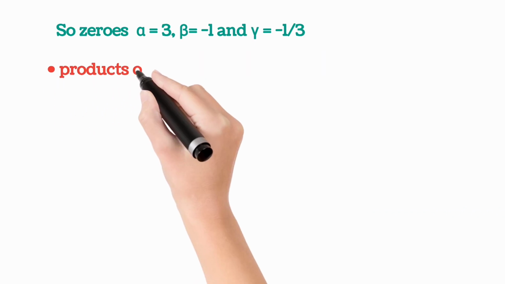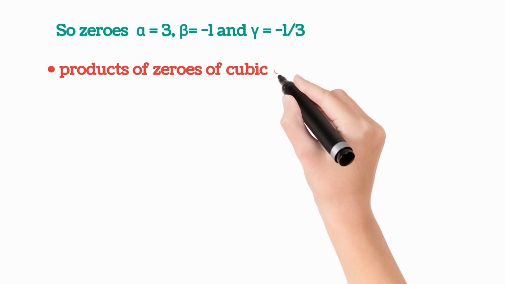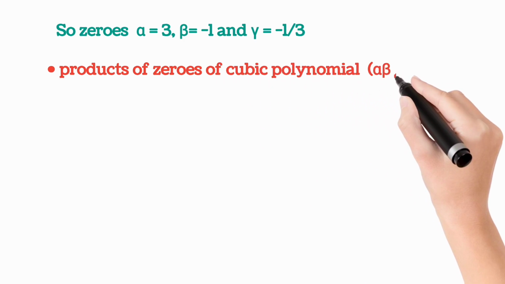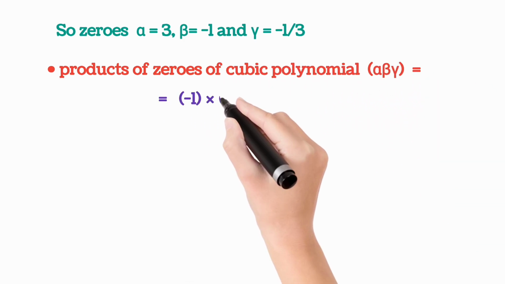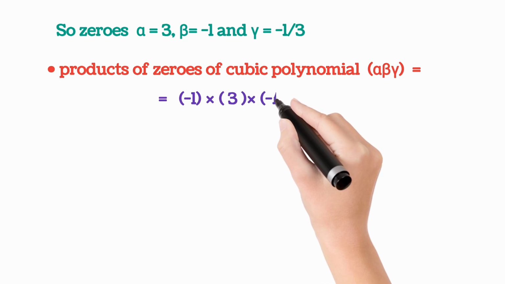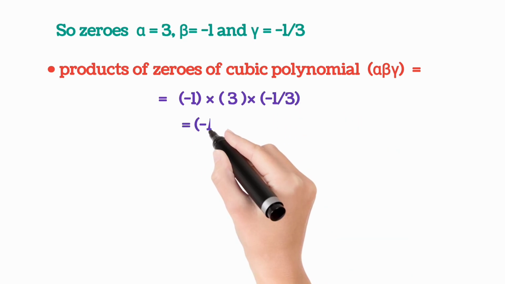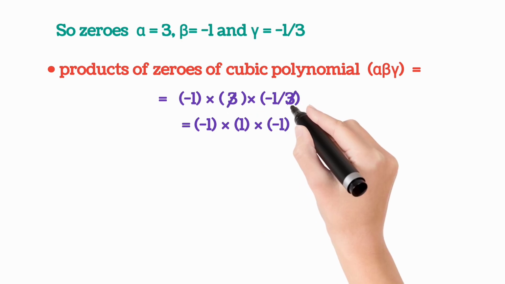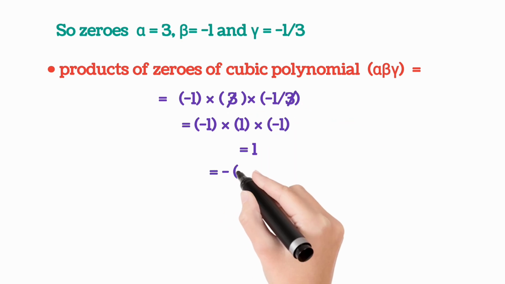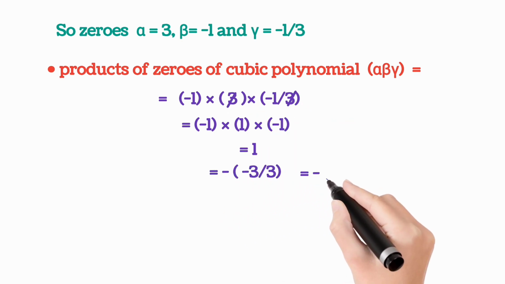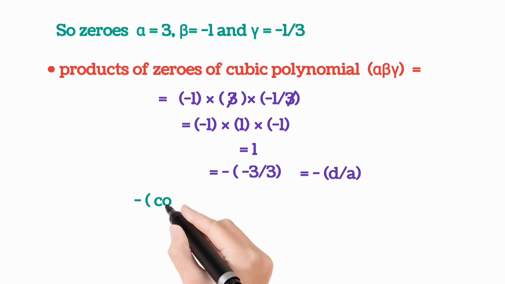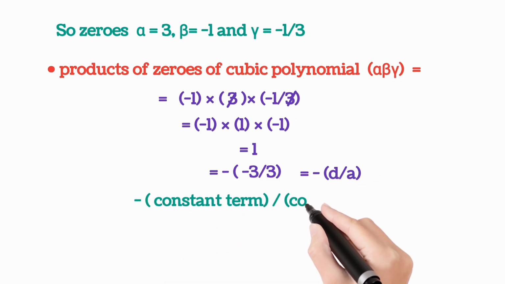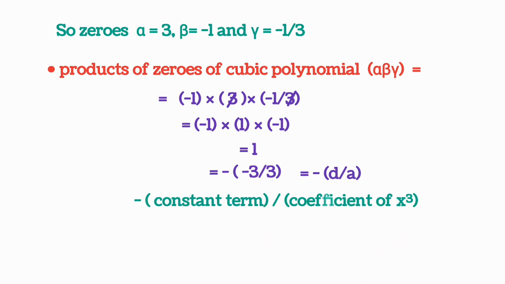Now look at the product of zeros of cubic polynomial, alpha into beta into gamma, that is equal to minus 1 into 3 into minus 1 by 3, that is equal to minus 1 into 1 into minus 1, 3 gets cancelled with 3, that is equal to 1. We can write minus into minus 3 by 3, that is equal to minus d by a, minus constant term divided by coefficient of x cube.